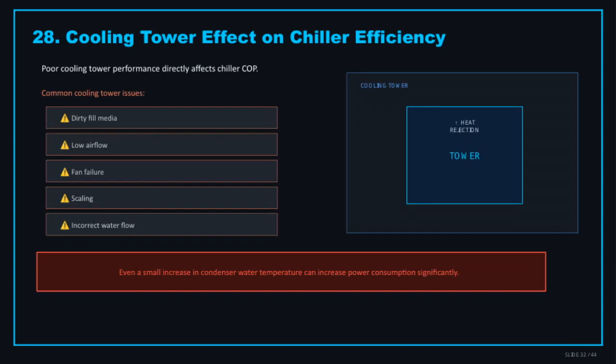Let's talk about the cooling tower, a crucial part of the system that often gets overlooked. Even a slight rise in condenser water temperature can cause power consumption to spike. Why? Because the chiller has to work harder. Common issues like incorrect water flow, scaling, fan failure, low airflow, and dirty fill media all reduce cooling tower performance. When the tower struggles, the chiller's efficiency takes a hit. So, keeping the cooling tower in good shape is key to saving energy and maintaining system balance.